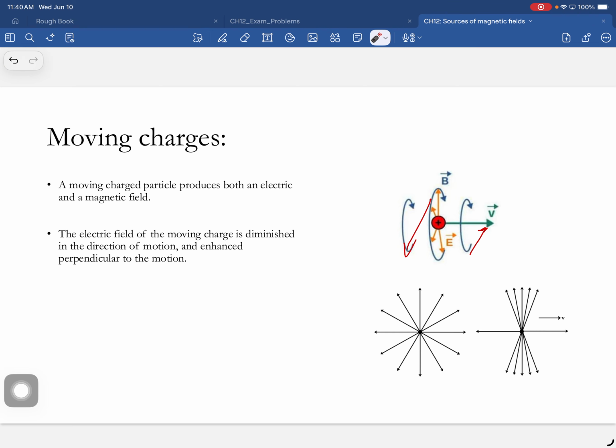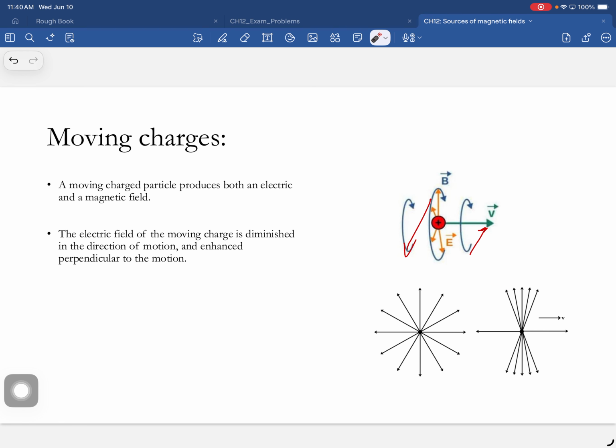Okay, so again, when we talk about stuff, we want to keep it as simple as possible. We won't talk about the electric field. We'll just talk about the magnetic field. Here's a comment about the electric fields. Here's a charge that is stationary, and it produces electric fields like that. When it starts moving, the electric field in this direction decreases in magnitude, and in the perpendicular direction, it increases. So that's what happens to the electric field.